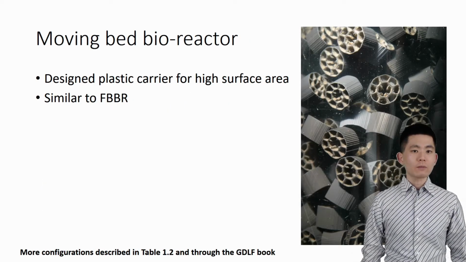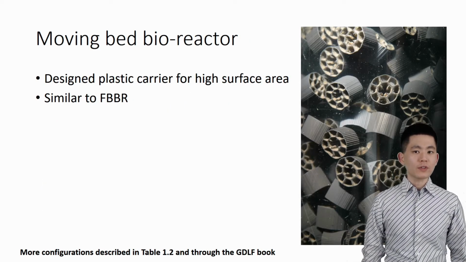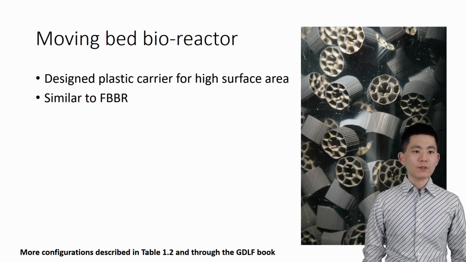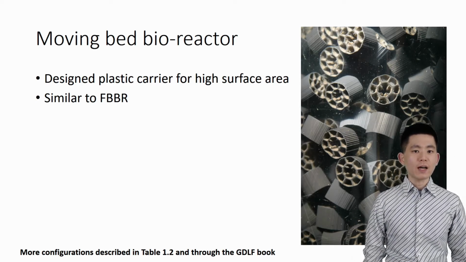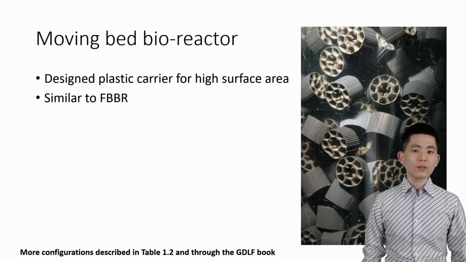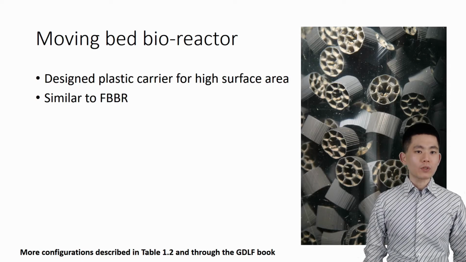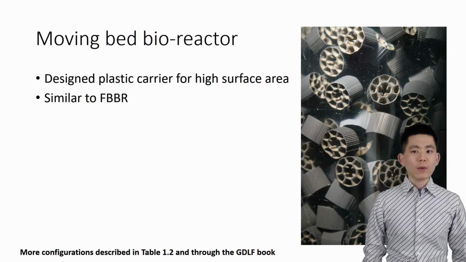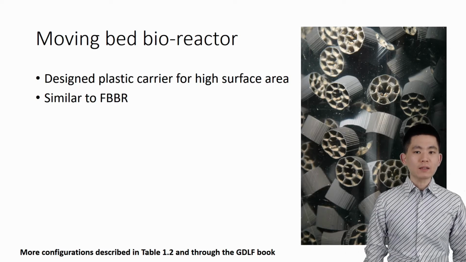A designed carrier material can also be used instead of sludge granules to provide a high specific surface area to enhance the contact between biofilm and substrate. This is the moving bed bioreactor. Of course, I did not cover all the configurations there are, but you can find information about a lot of them in Table 1.2 and throughout the DDLF book. You can also think about their pros and cons and their ideal application based on their design and things you will learn in this course.